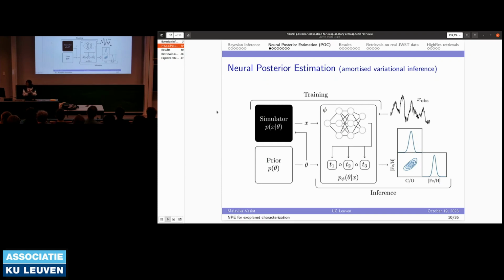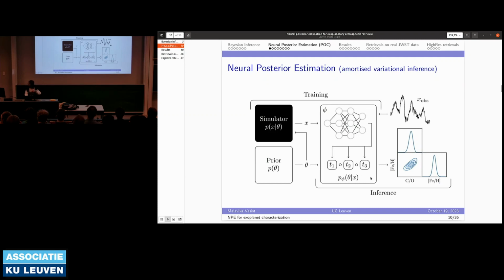This is what it looks like. So you have a prior here. Can you see the mouse? Yeah. So you have a prior here, and you randomly sample from the prior, and you render it through the simulator. And once you have the corresponding spectrum, you feed both of that into your neural network, and you train on it, and that's the training phase.